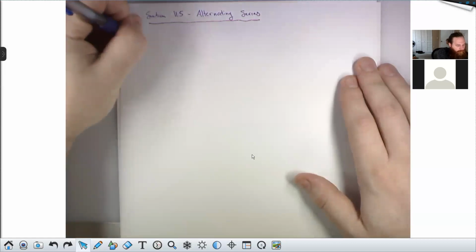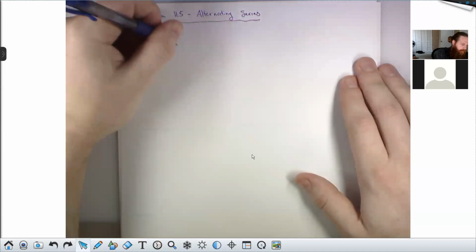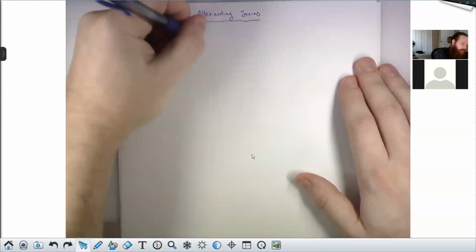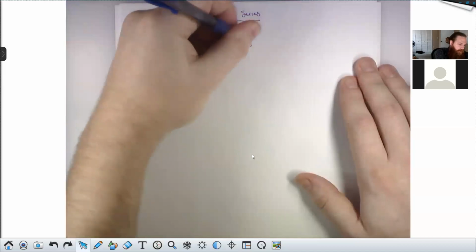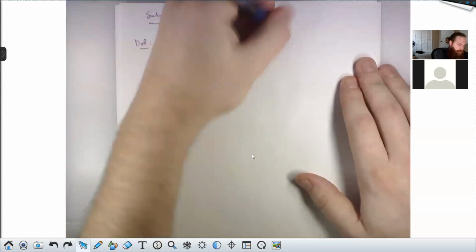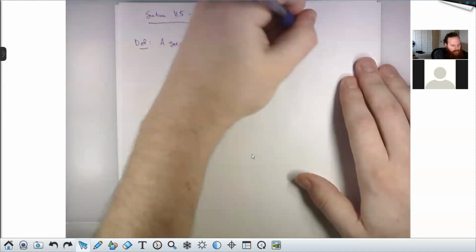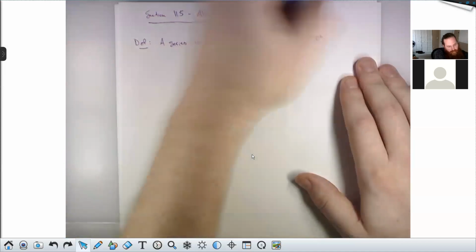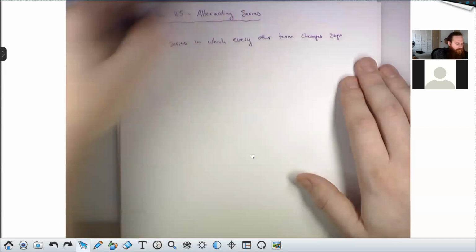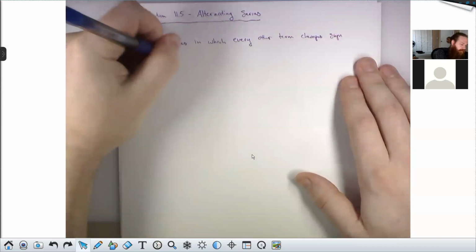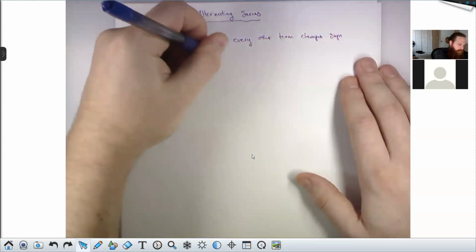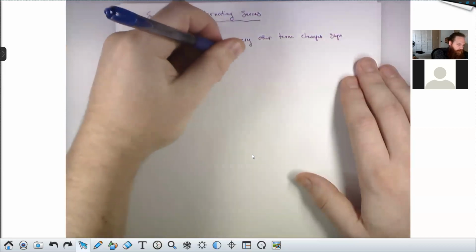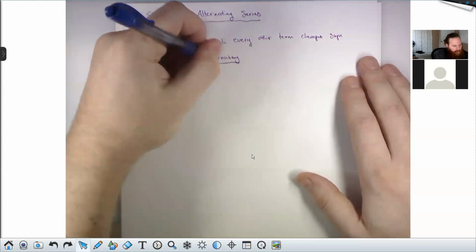So first, a definition. A series in which every other term changes sign is called an alternating series. So it alternates from being positive and negative.